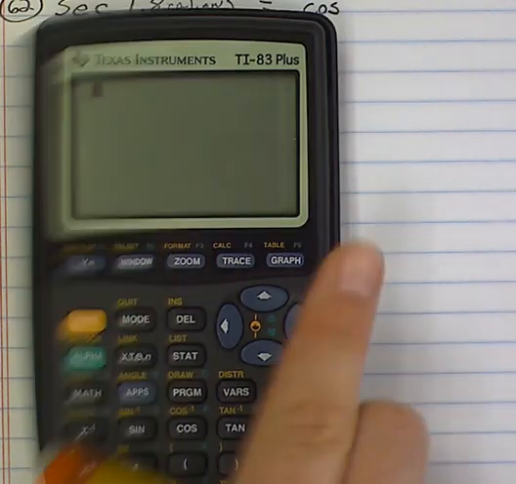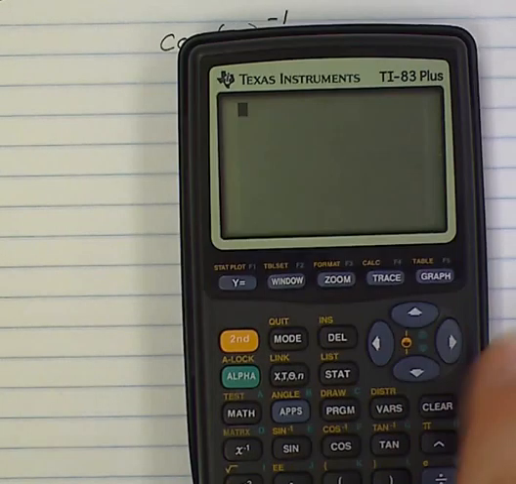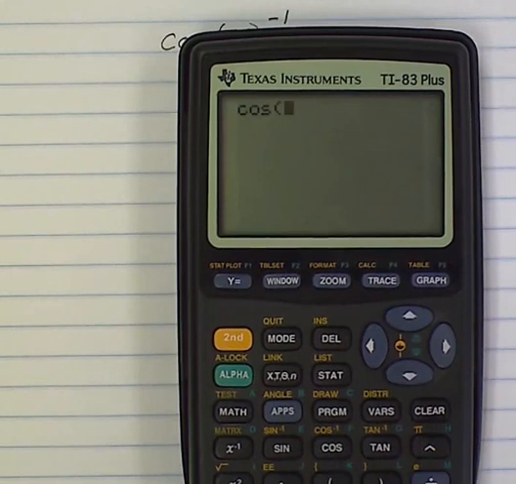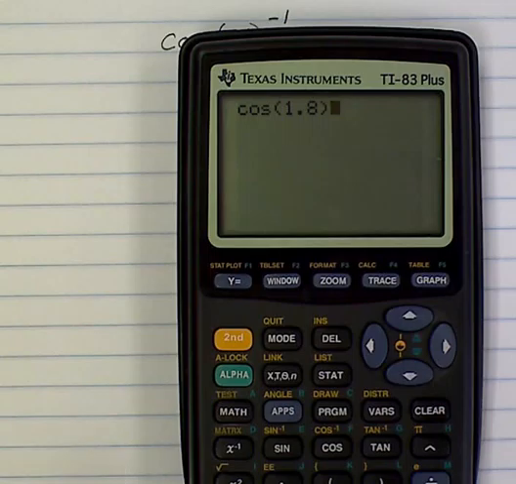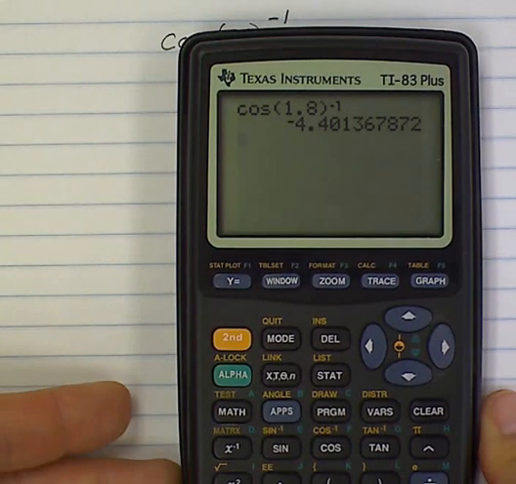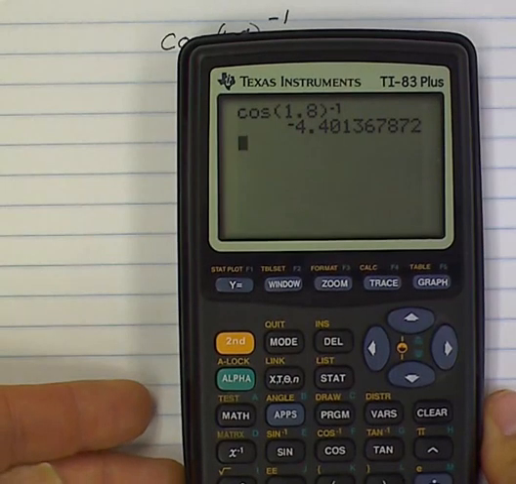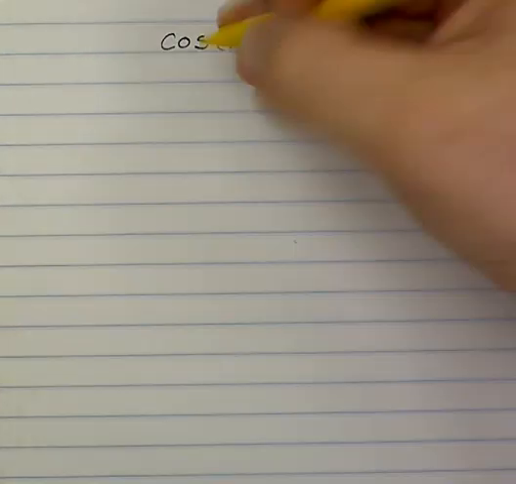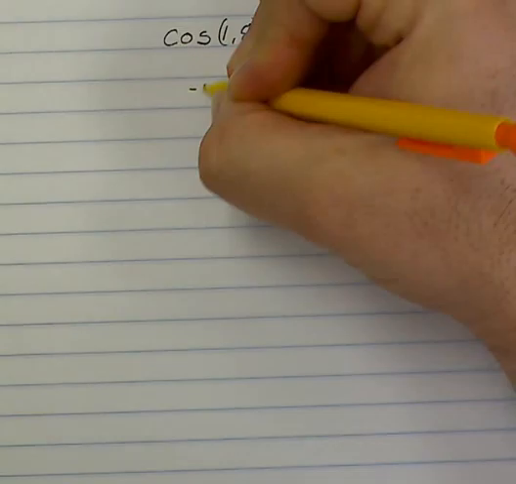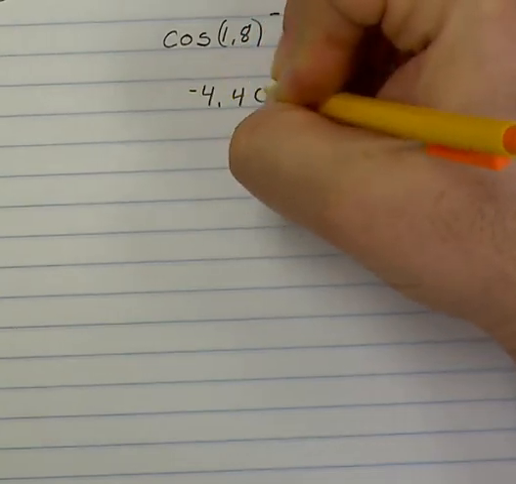So entering this into the calculator, we go cosine of 1.8, end parenthesis, to the negative first, enter, and I get negative 4.4014. Negative 4.4014.